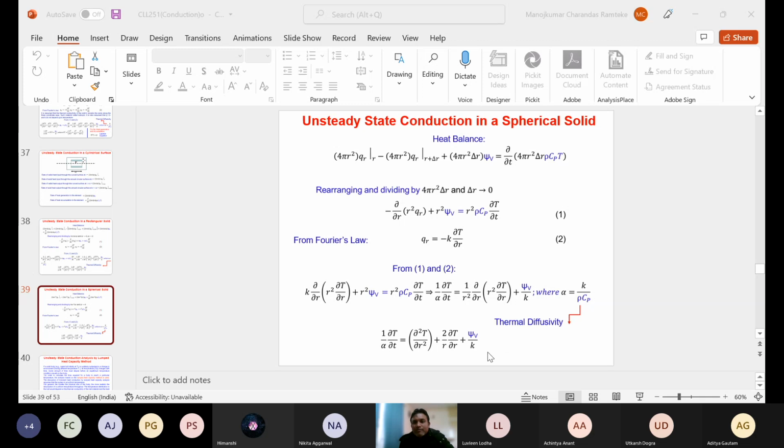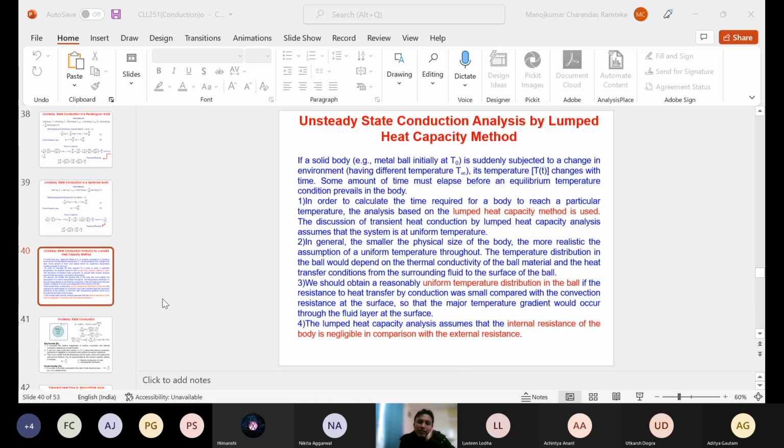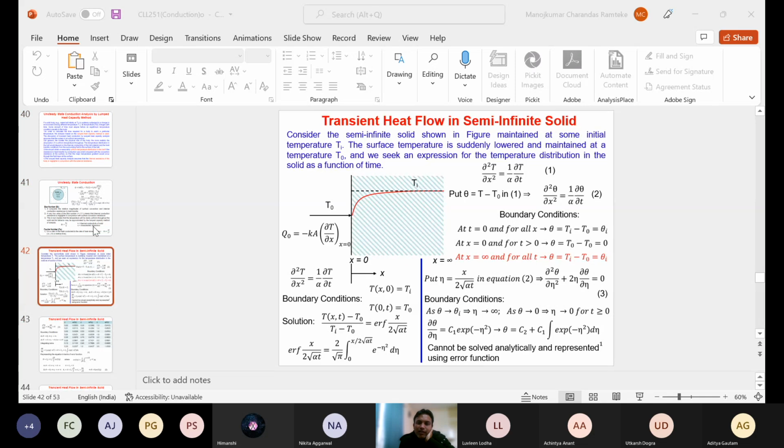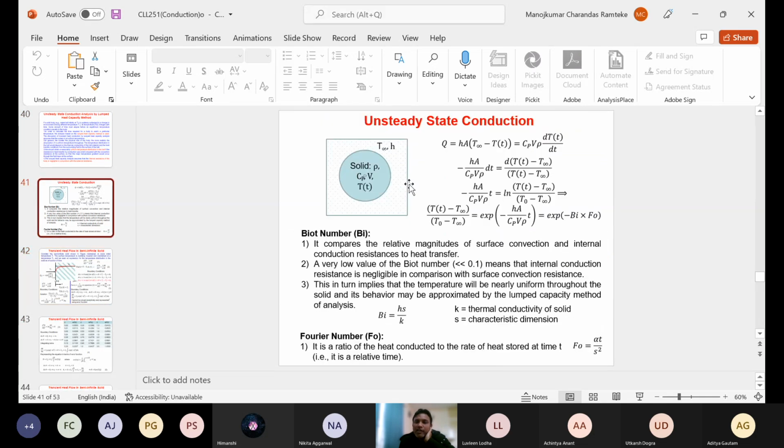And sir, when the thermal resistance is negligible, we derive this expression using lumped heat capacity: (T minus T infinity) upon (T naught minus T infinity) equals exponential of minus Biot number into Fourier number. Yes, so here, lumped heat capacity, this expression we can apply only when the Biot number is less than 0.1. Yes, 0.1, very less.